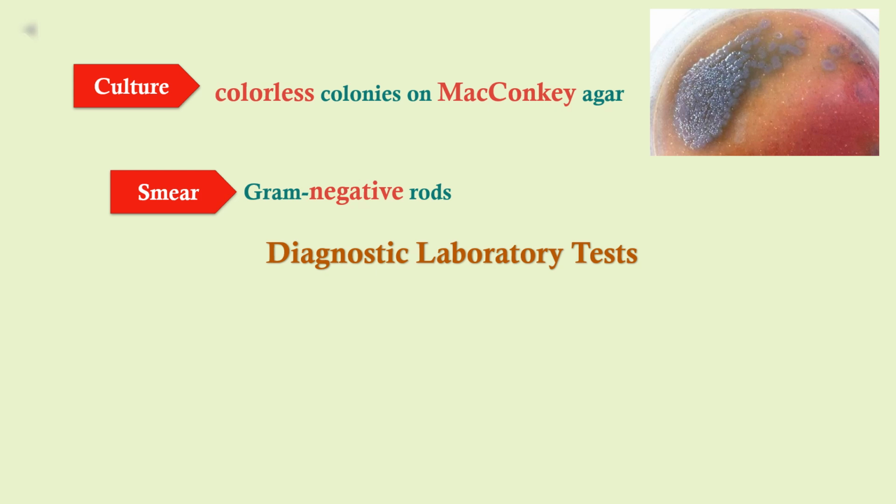One important point about the growth of this bacterium on MacConkey agar is that Pseudomonas forms colorless colonies on this media. This is because Pseudomonas is unable to ferment lactose. In contrast, bacteria such as Klebsiella or Escherichia coli, which can ferment lactose, produce pink-colored colonies on MacConkey agar.